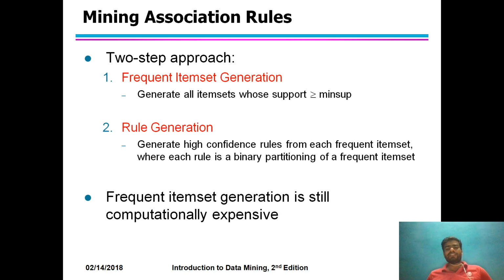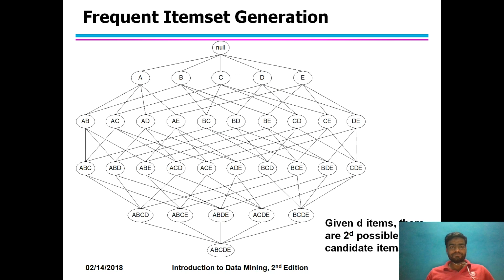Still, frequent item set generation is computationally expensive because here we apply 2 raised to d. So if d is equal to 6, there are around 606 different rules we need to go for. Here is an example of frequent item set generation. Given d items, what are the possible item sets? 2 raised to d possible item sets are there.